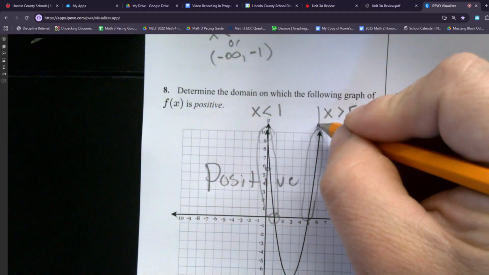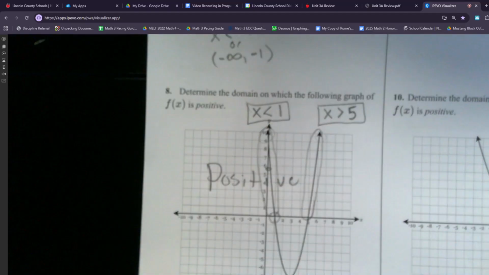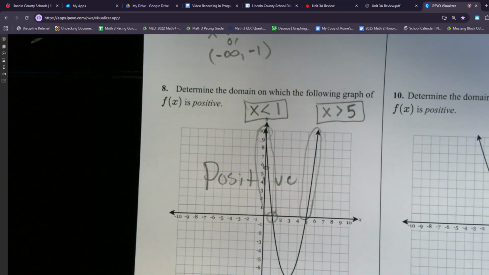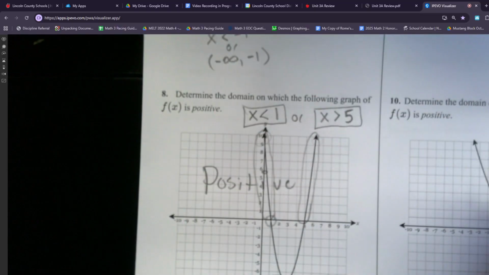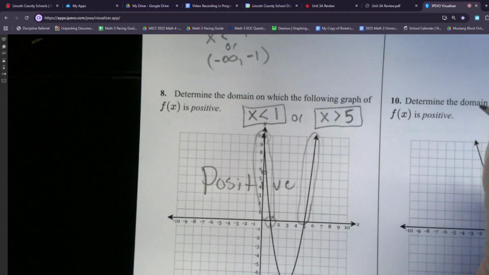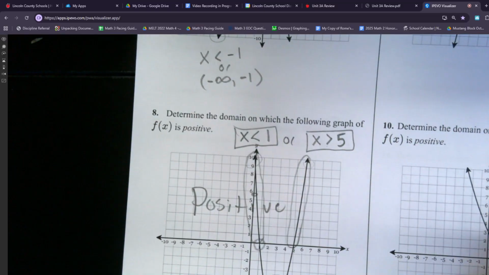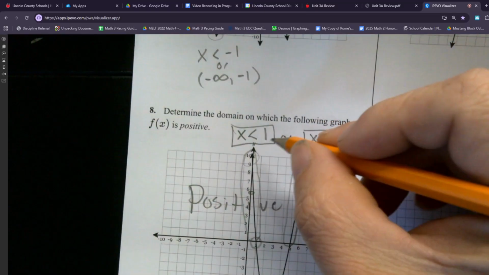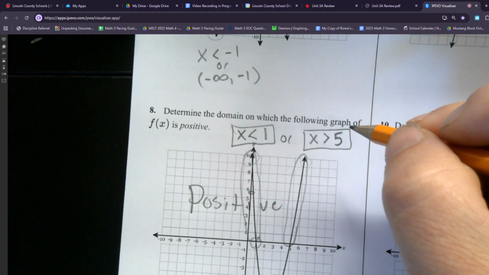So it would be those two intervals there. It may need an or in there. Maybe you may be able to add a solution. I'm not sure how the answer will look, but it would be both of those intervals. So make sure you have both of those. Okay.